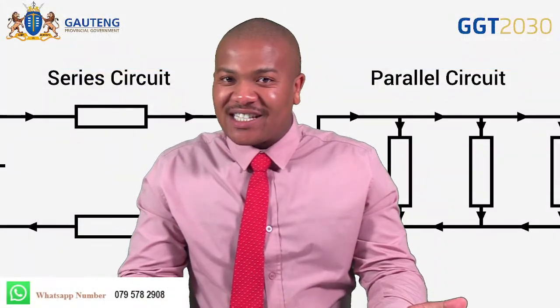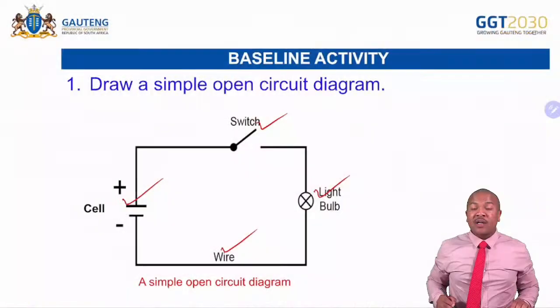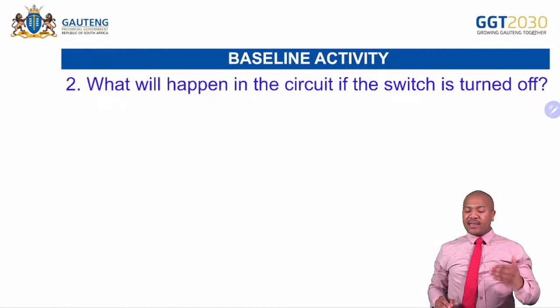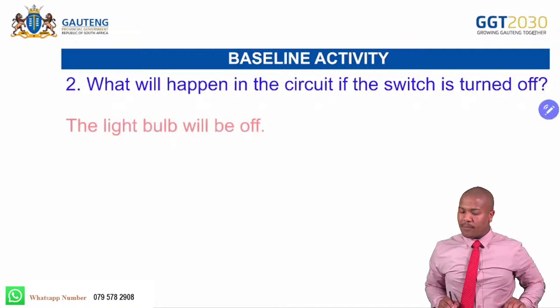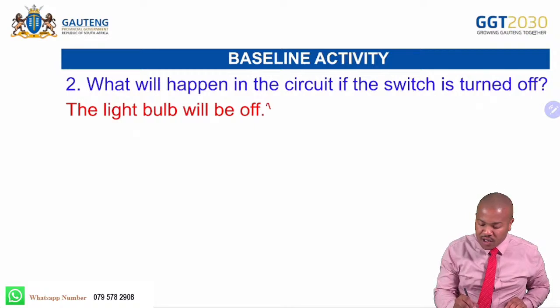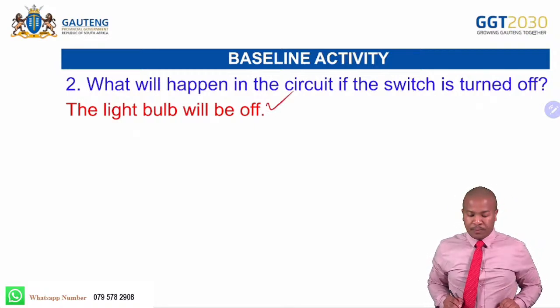Welcome back, grade 8. Are you winning? Are you able to draw those circuit diagrams? I hope you are, right? So now, let's look at number 2. Number 2 was saying, what will happen in the circuit if the switch is turned off? The light bulb will be off, right? Then you give yourself a tick for that. If not, you can copy down the corrections now.